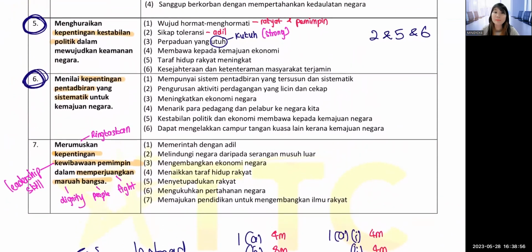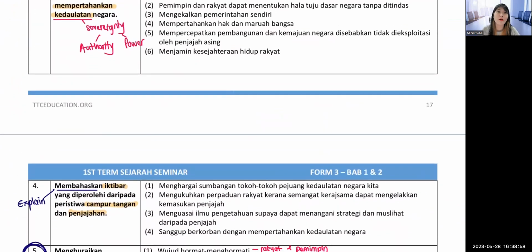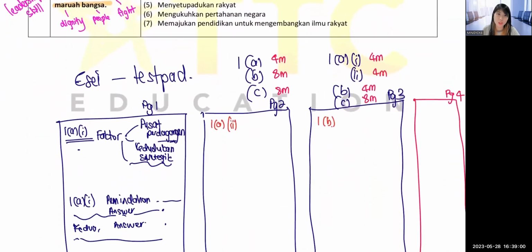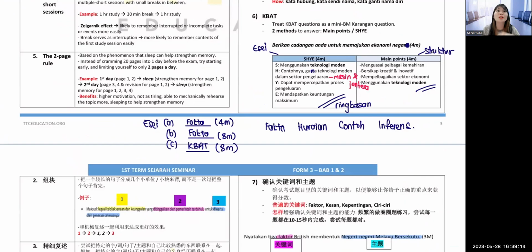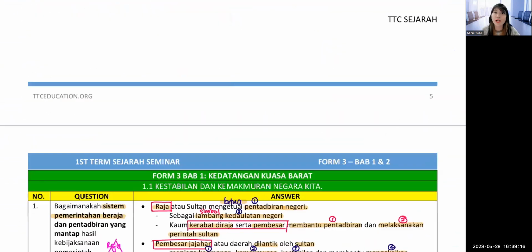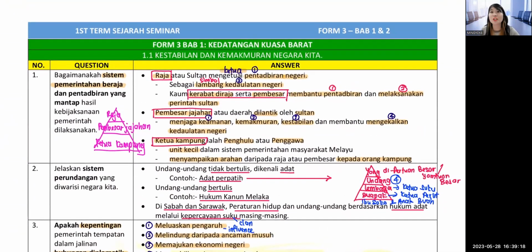Correct? Okay, so we are done with our K-bat. Make sure you understand how to answer your structural question, essay question, and then how is your fakta soalan, how's your K-bat soalan. Okay, now we move on into the detail of the key points that you need to put into your fakta soalan, guys. All right.